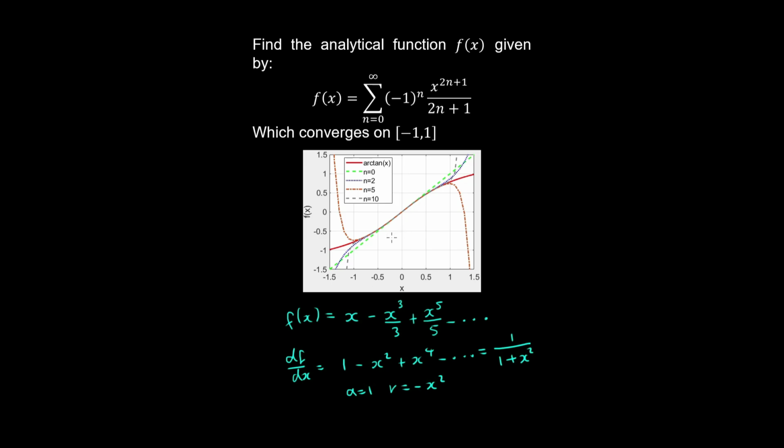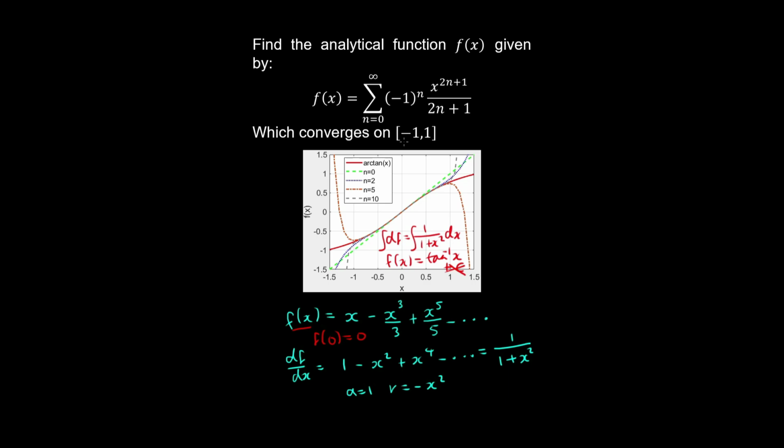And now if you separate the variables and integrate both sides, what we get is the function is equal to the arctan of x plus the constant of integration. And if we recognize that f of 0 is equal to 0, because x appears in all these terms, what you get is the constant of integration is also 0.